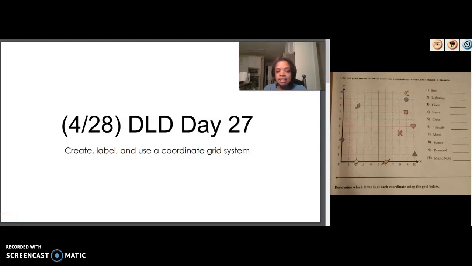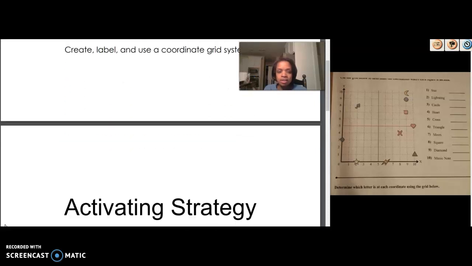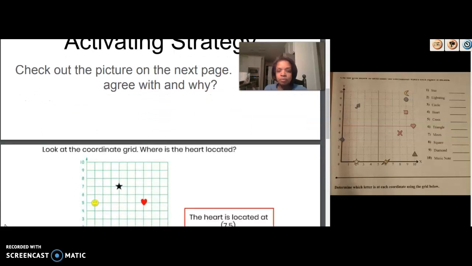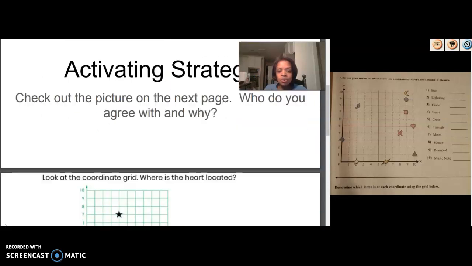So this is the second day of coordinate grids. We're going to create, label, and use a coordinate grid system. So here's your activating strategy. Who do you agree with and why?